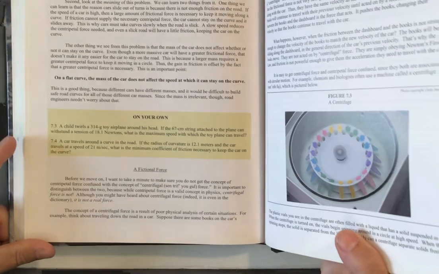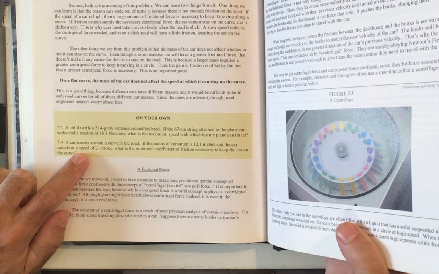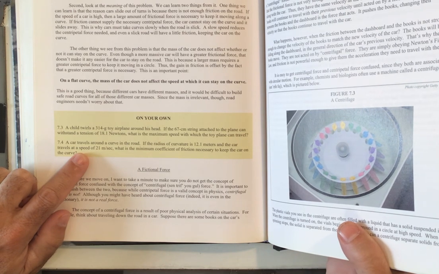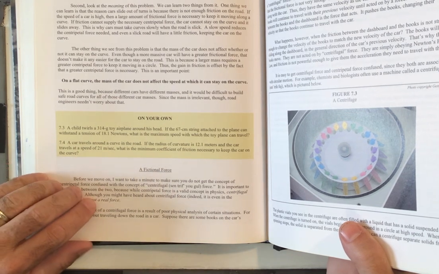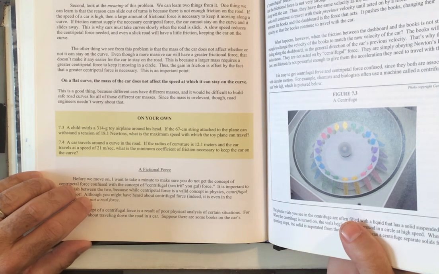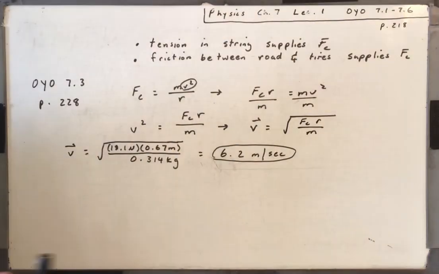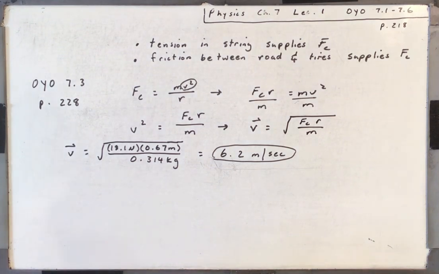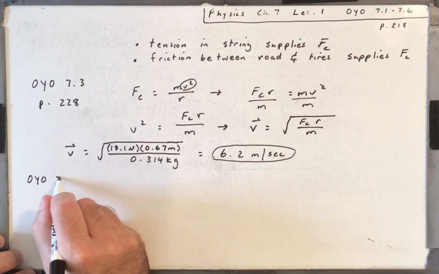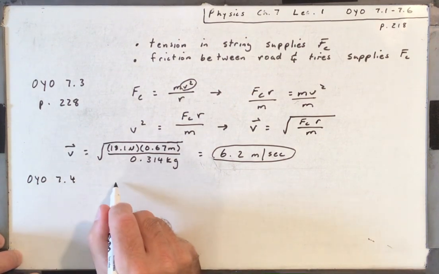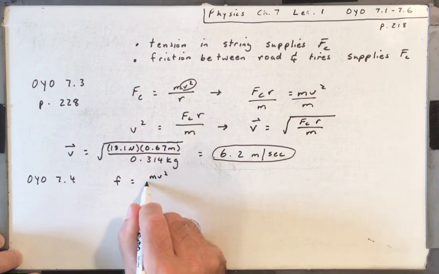Okay, our second problem on that page, 7.4, says a car travels around a curve in the road. If the radius of curvature is 12.1 meters and the car travels at a speed of 21 meters per second, what's the minimum coefficient of friction necessary to keep the car on the curve? We talked a little bit ago that friction supplied F sub c, right? So we're going to have friction in this case is equal to mv squared over r.